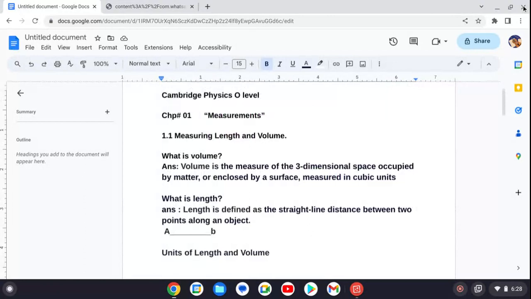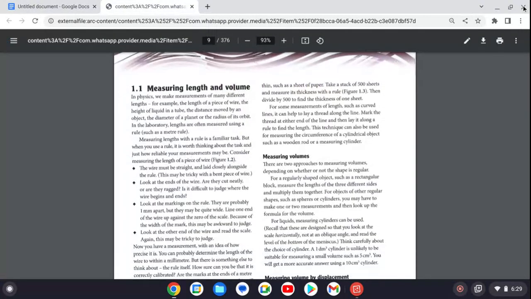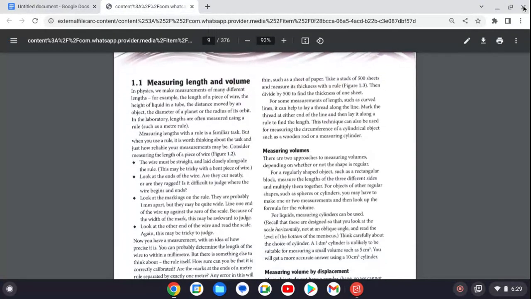Okay, now what is length? Length is defined as the straight line distance between two points along an object. This is the length. We got an example A, B. This is the length of two objects from one point to another. Now we will move to the lecture, unit of measuring length and volume.